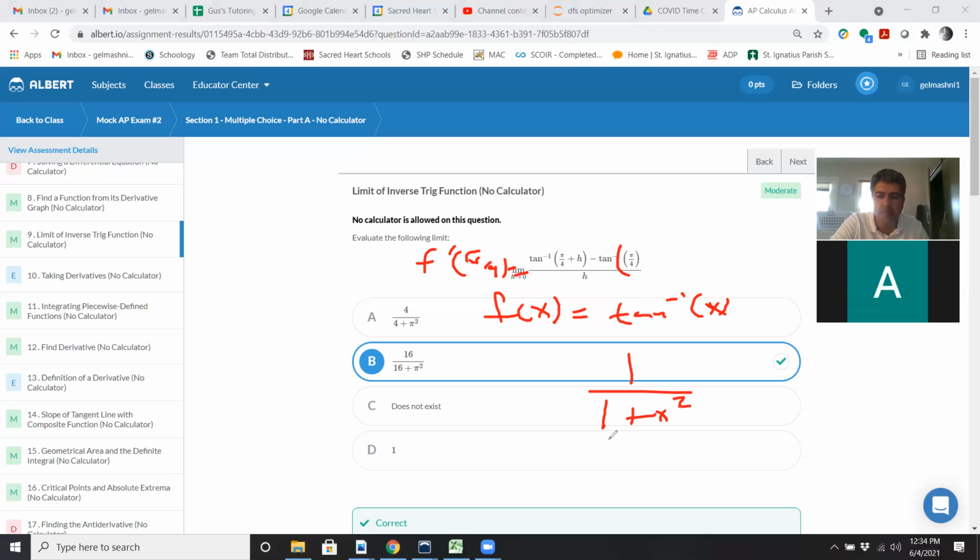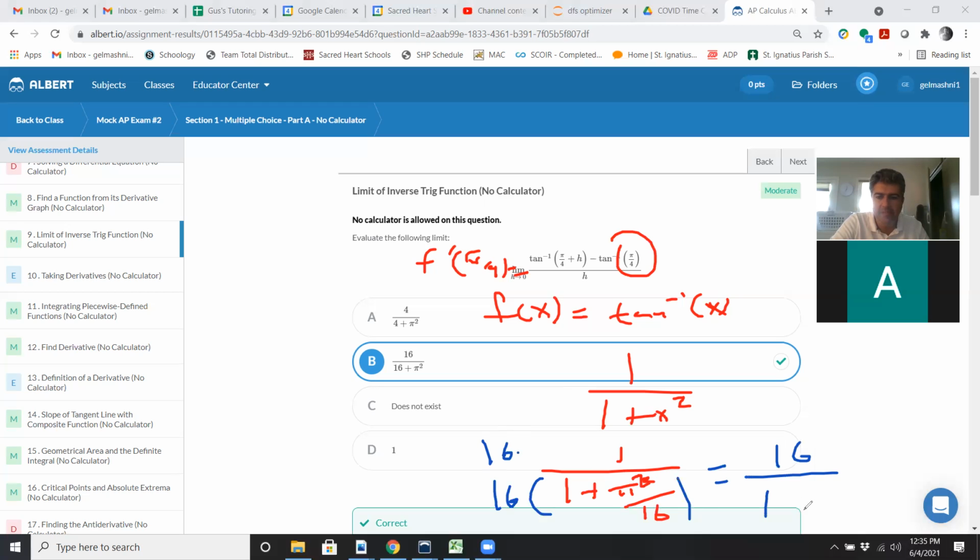Put in pi over 4. You have that, you multiply top and bottom by 16. That's how you get B.